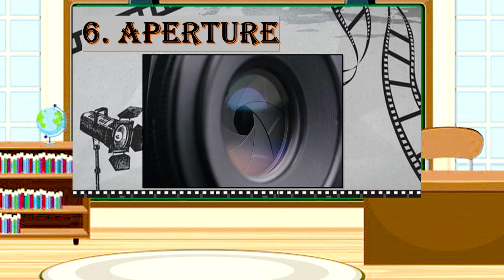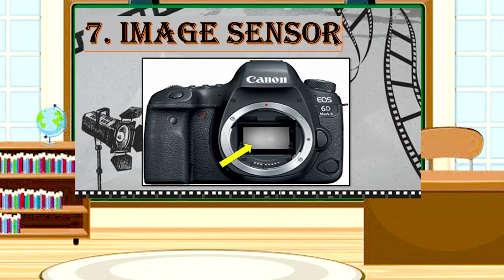Next, number 6, aperture. The aperture affects the image exposure by changing the diameter of a lens opening, which controls the amount of light reaching the image sensor. And for number 7, the image sensor converts the optical image to an electronic signal, which is then sent to your memory card.